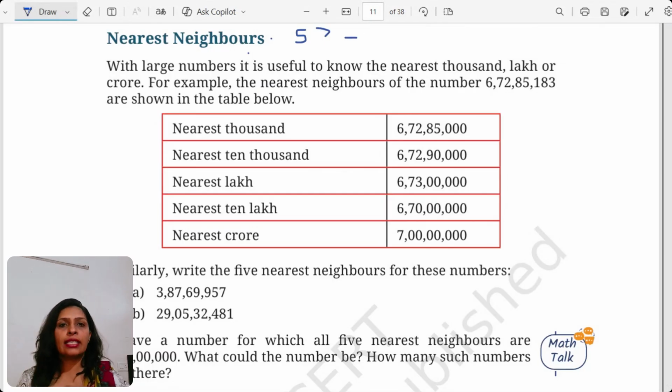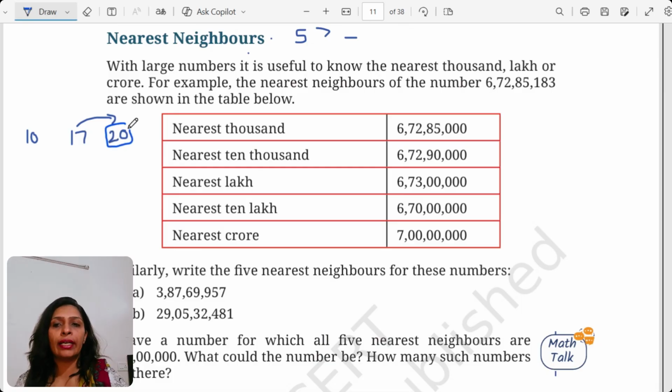Okay. Now let's understand this with a small example first, and then we will go to the bigger problem that's given here. Let us say I have a number, say 17. So 17 is a two-digit number and it will come between 10 and 20. Which two tens is it coming between? It is coming between 10 and 20. Now understand, 17 is closer to which number? Is it closer to 10 or is it closer to 20? Obviously, you can see it clearly, it is closer to 20. So the rounding off of 17 is 20.